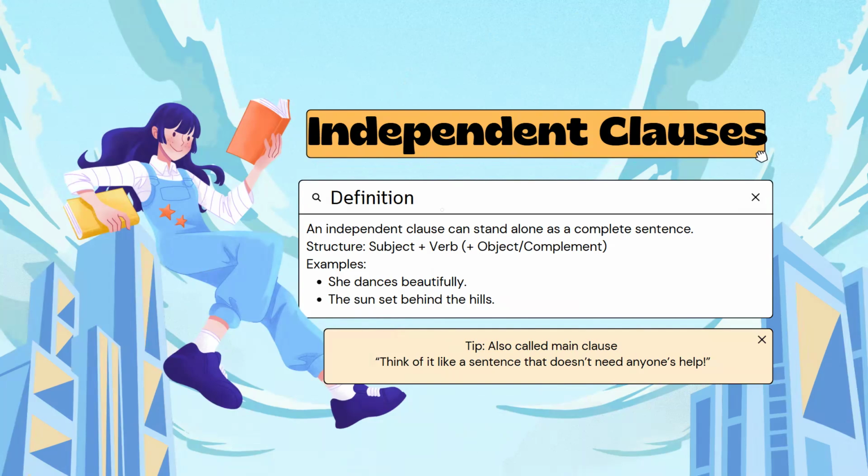Let's see a few examples. She dances beautifully. The sun sets behind the hills. Each of these has a subject and a verb, and they express a complete idea. You don't need anything else to understand the meaning. These are strong, self-standing units of meaning, just like complete sentences.